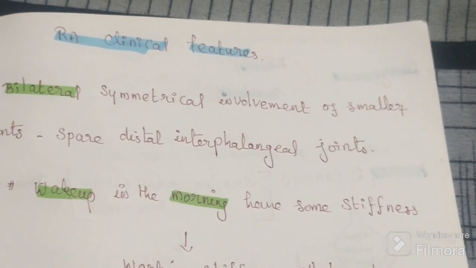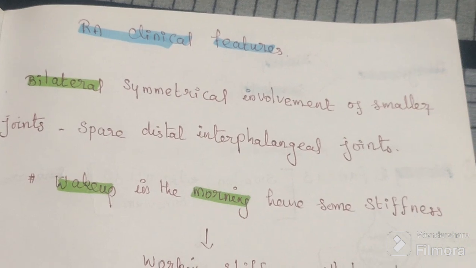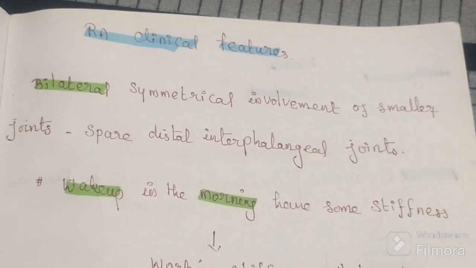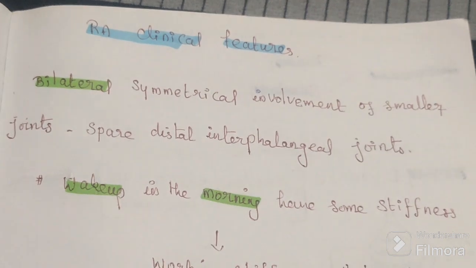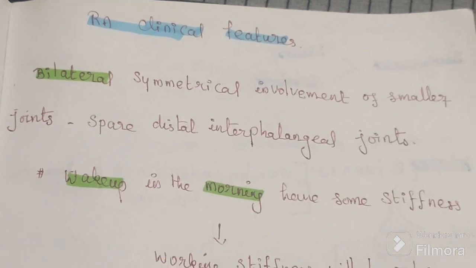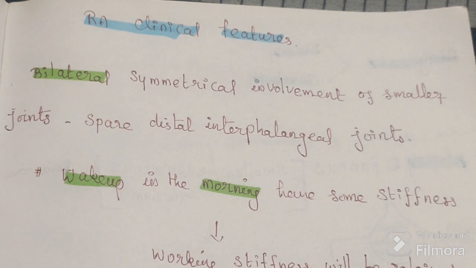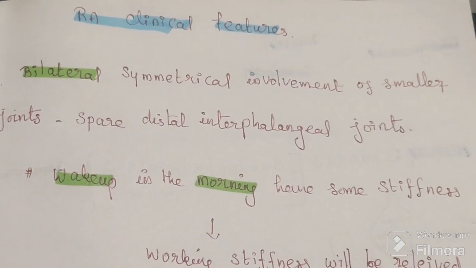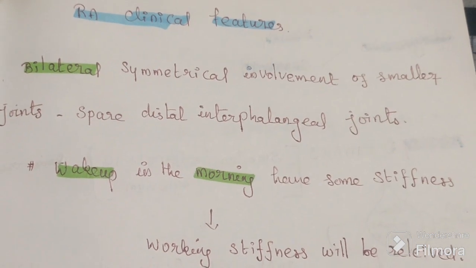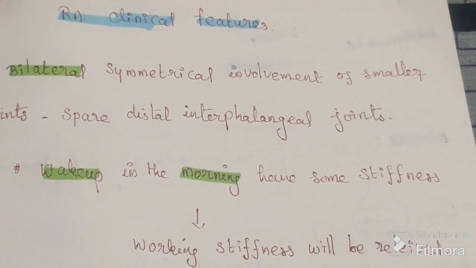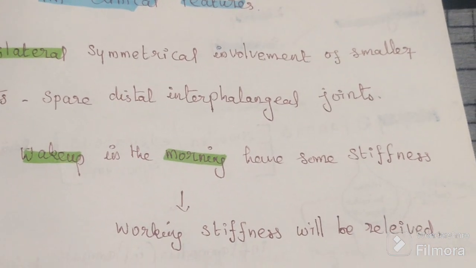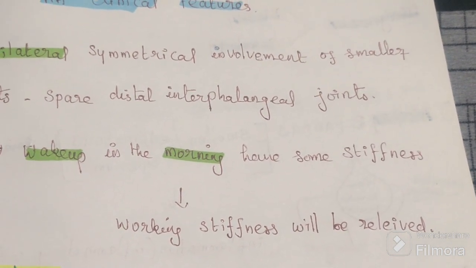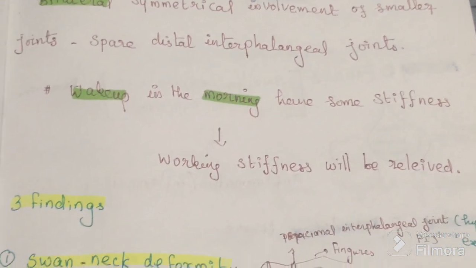So in rheumatoid arthritis, working time relieves the stiffness, but in osteoarthritis working time aggravates it. This is the bilateral symmetrical involvement of smaller joints, not larger joints. Usually they spare the distal interphalangeal joints. On waking there is stiffness; on working it is relieved, but in osteoarthritis working aggravates it.